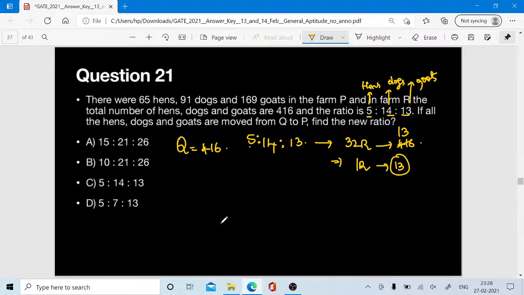So in the same way, let us find out the values of hens, goats and dogs, right? Hens is in 5 ratio. So 5 R is going to be 5 into 13, right? 3 5s are 15, 5 plus 1, 65 हो रहा है, ठीक है?